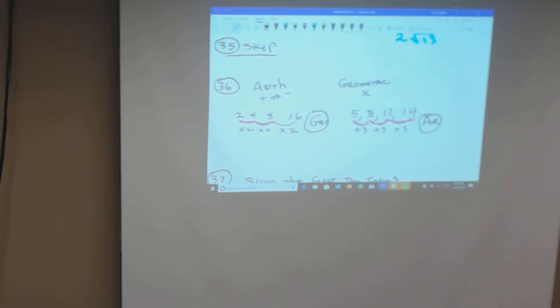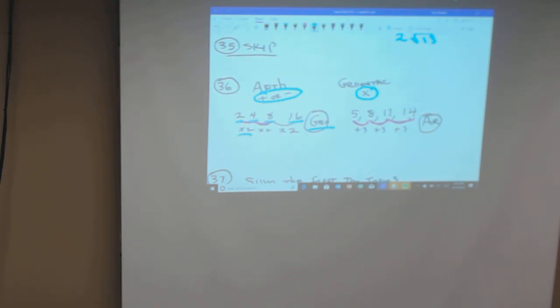36. Okay, 36 says classify 2, 4, 8, 16 as arithmetic or geometric. Arithmetic means you do what? You add or subtract. Geometric means you multiply. How do you get from 2 to 4, from 4 to 8, from 8 to 16? You multiply by 2, so what does that make it? If you multiply, it's geometric.